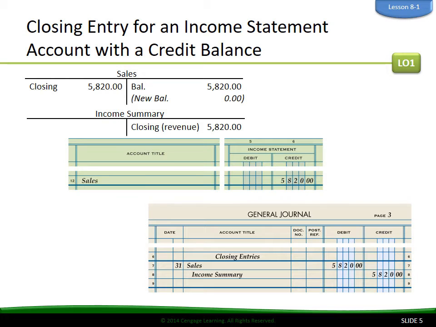So what this looks like here is you would say, okay, we had this top area that you're looking at right here. This is a sample worksheet. So this would be the left side of the worksheet where it lists all of your account titles. So this is just showing sales. And then this would be the income statement over to the far right. So this is showing sales had a credit balance of $5,820. When we do our closing entry, you'll go to your general journal page shown down here. In this instance, it's page 3.